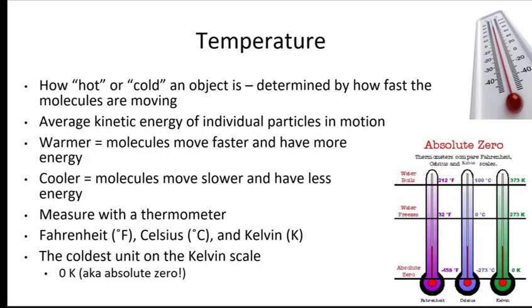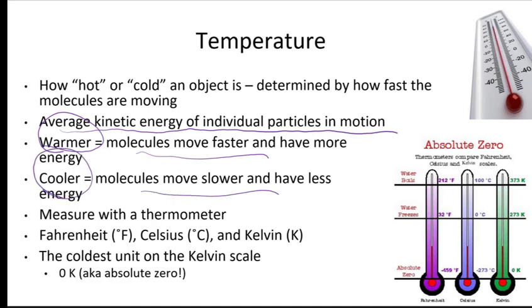How hot or cold an object is determined by how fast the molecules are moving. Remember when we talked about kinetic molecular theory? If the molecules are moving fast, we can measure that by temperature, and temperature is increasing. The average kinetic energy of an individual particle in motion tells us that temperature. If it's warmer, then those molecules are moving faster. If it's cooler, those molecules are moving slower. They have less energy. And again, we measure that with a thermometer.